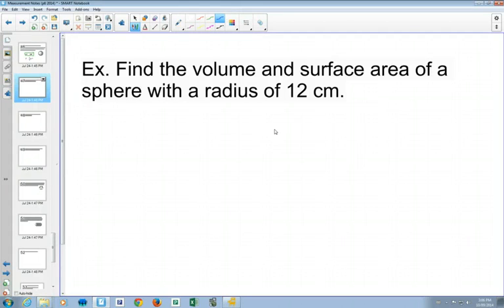Find the volume and surface area of a sphere with a radius of 12. You go directly to the formula. So here's our surface area formula. Write it out first. Do we have all the information? We do.